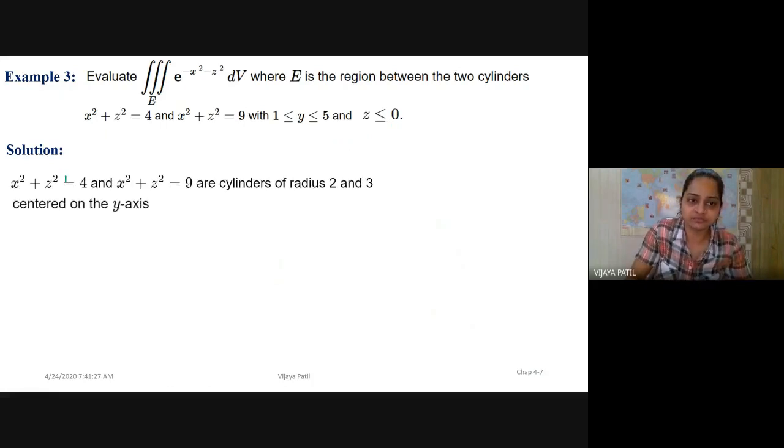Now, if you observe, what is this? This is nothing but x square plus z square equals 4, and this, they are the cylinders with radius 2 and 3. Observe this radius 2 and 3, the equation of the cylinder with radius 2 and 3. And what is the center? Center is on the y-axis. Why is the center on the y-axis? Because if you observe in both the things, the points of this cylinder vary with x and z. With x and z, y is absent there.